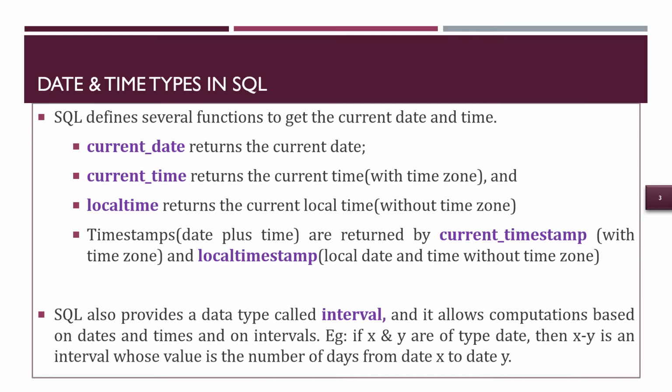SQL also provides a data type called interval, and it allows computations based on dates and times and on intervals. For example, if x and y are of type date, then x minus y is an interval whose value is the number of days from date y to date x. So to get that interval, we can make use of the data type named interval.